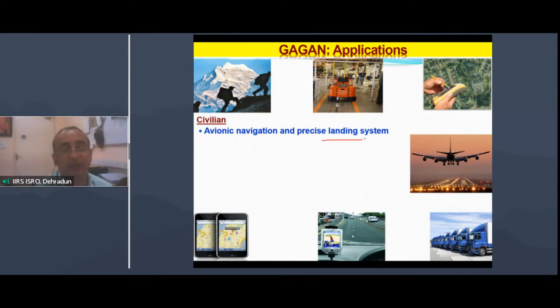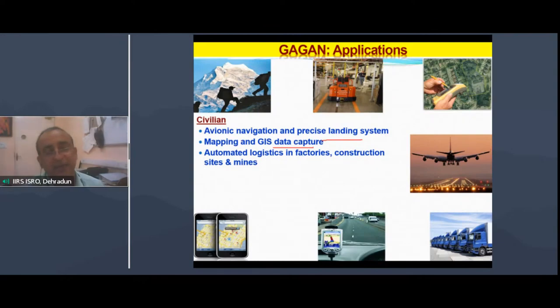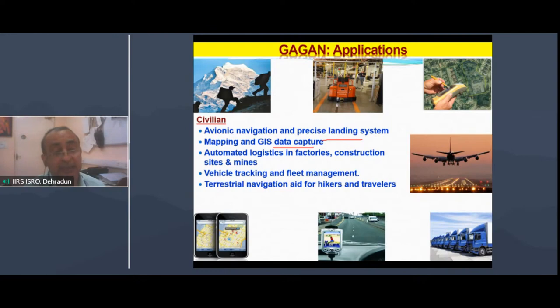That was the first application people thought of, and people designed the Gagan system. In mapping and GIS data capture, we may get much better accuracies when we are capturing GPS data for GIS and mapping purposes. Automated logistics in factories, construction sites and mines, vehicle tracking and fleet management, we may get much better accuracies through Gagan. Terrestrial navigation aid for hikers and travelers, visual and voice navigation for drivers, integration with mobile phones.